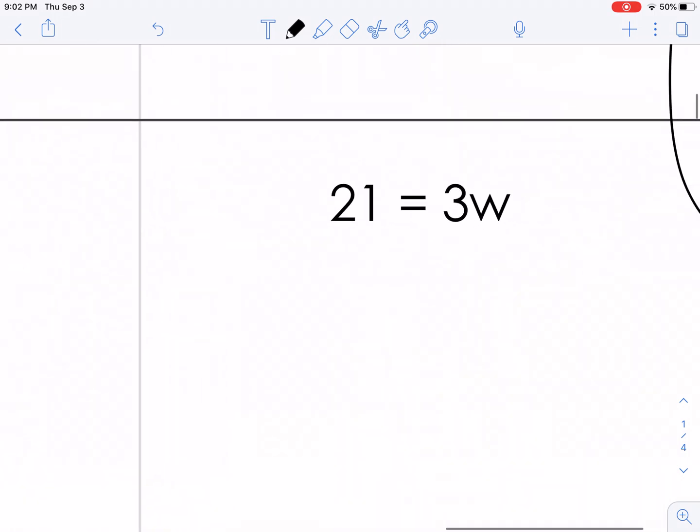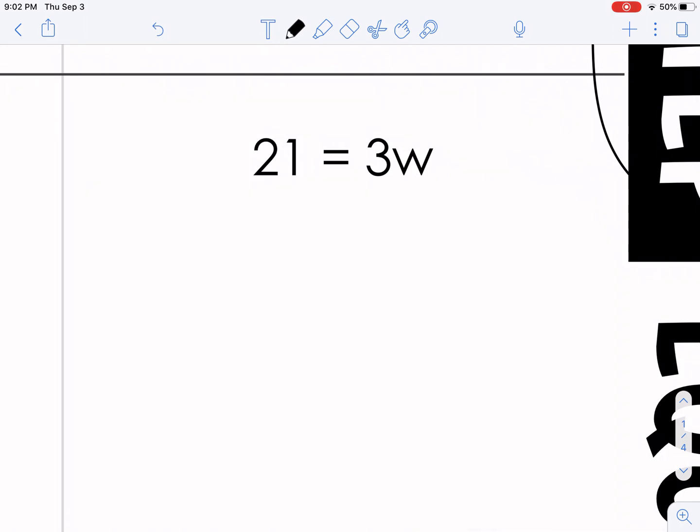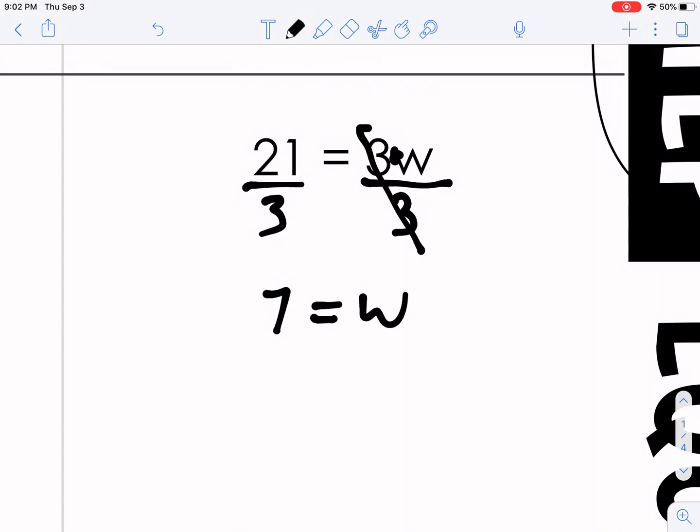Okay, next one. I have 21 equals 3w. I need to get the variable by itself and move the 3 over. Well, remember, if we have a number next to a variable, what does that mean? Multiplication. What's the opposite of multiplication? Divide. So I'm going to divide by 3. But if I divide by 3 on one side, I need to apply the division property of equality and divide by 3 on both sides. Okay, so my inverses cancel out, and I get 21 over 3 is 7 equals w.